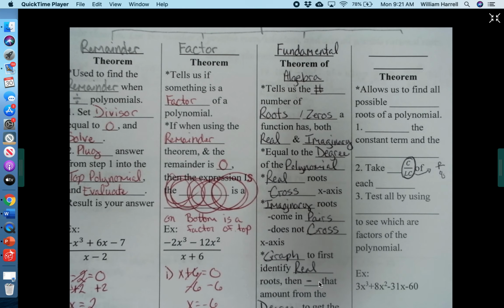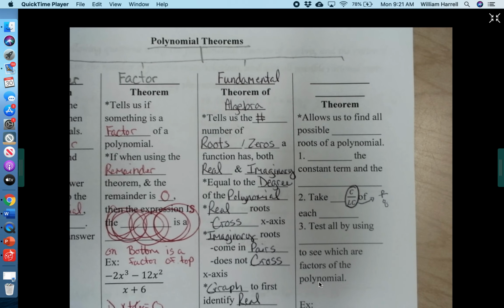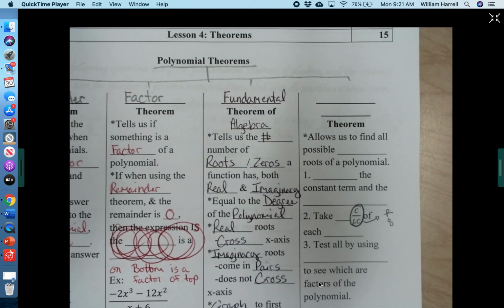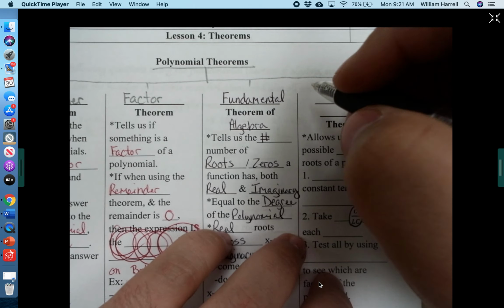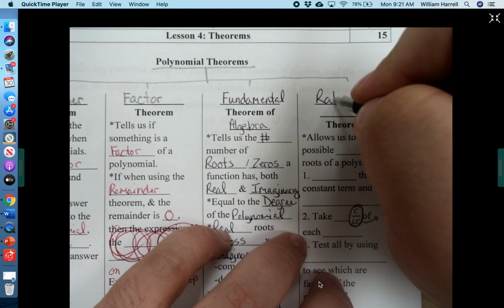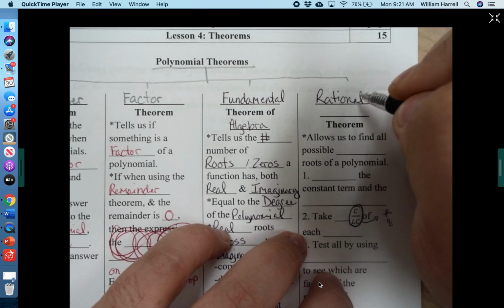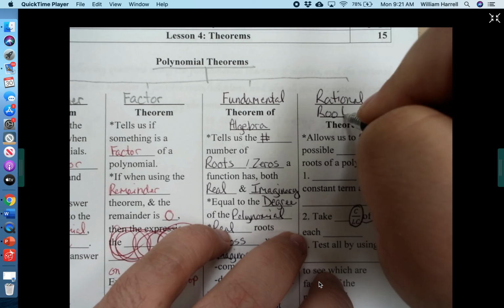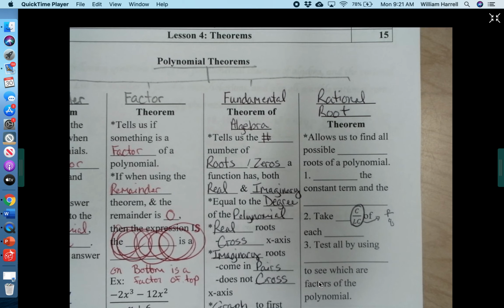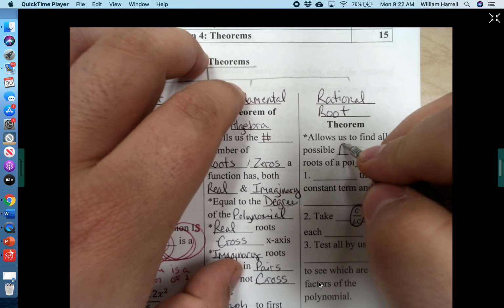Turn to page 15. Again, this is the last branch of the tree diagram, and again, it is the rational root theorem. Okay, so what the rational root theorem is, it tells us how to find all of the possible rational roots of a polynomial.